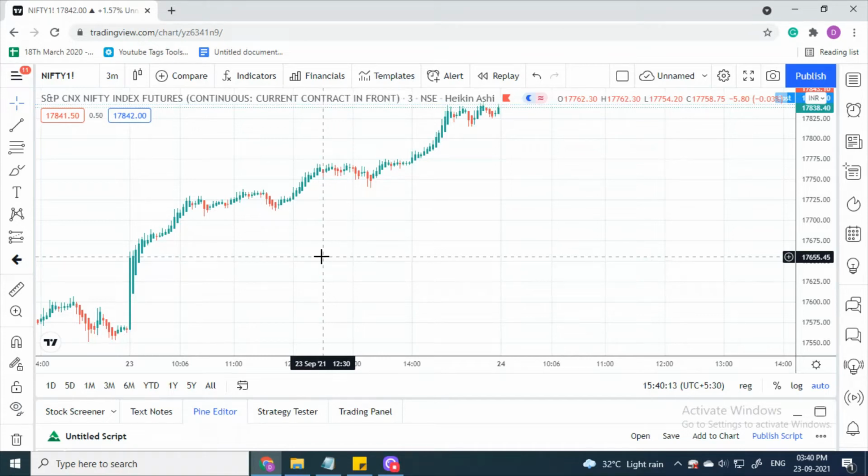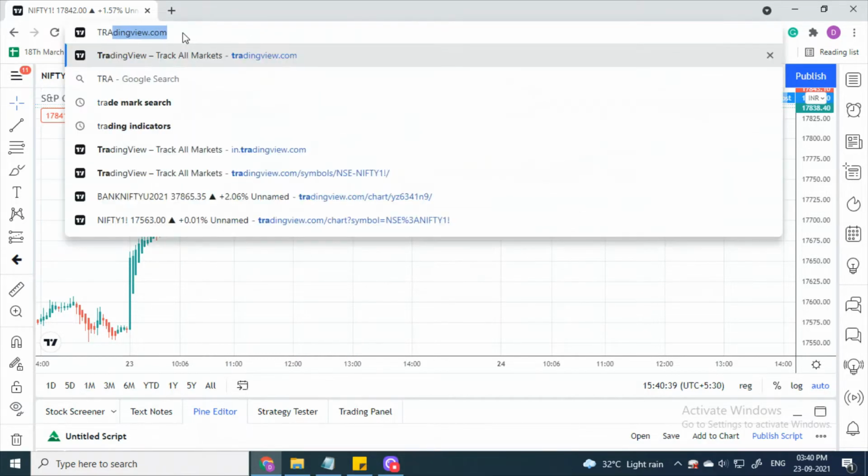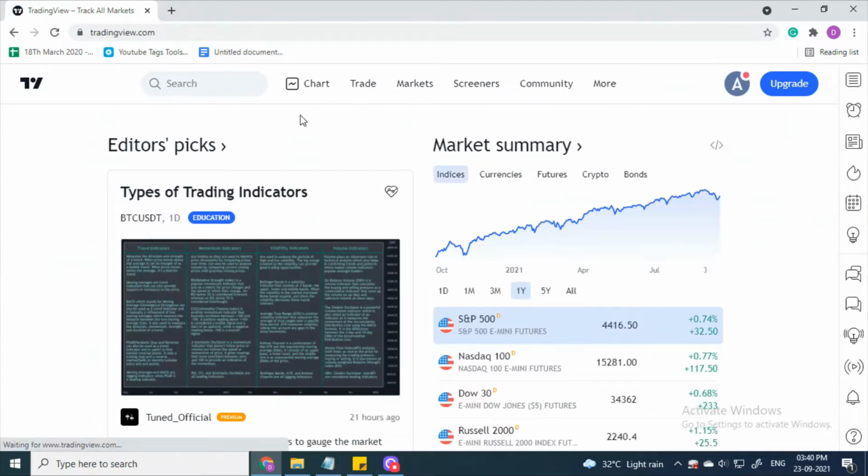Hi, in this short video I will explain how you can use this indicator and apply it on the stock market. The first thing you need to do is go to tradingview.com. You can open an account on tradingview.com if you do not have one.